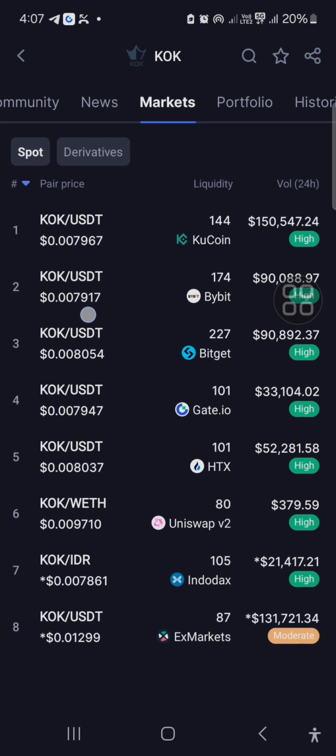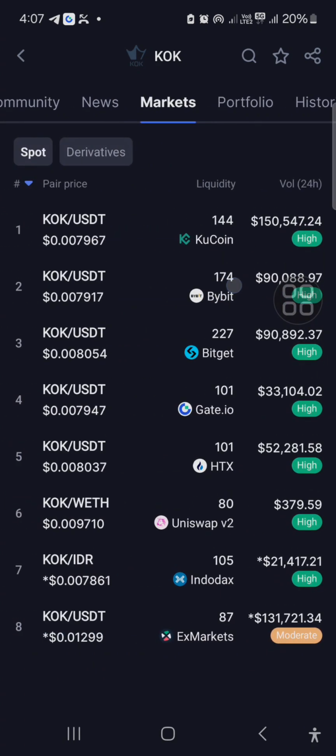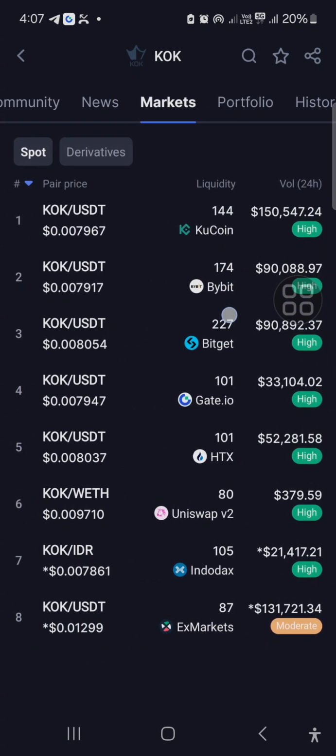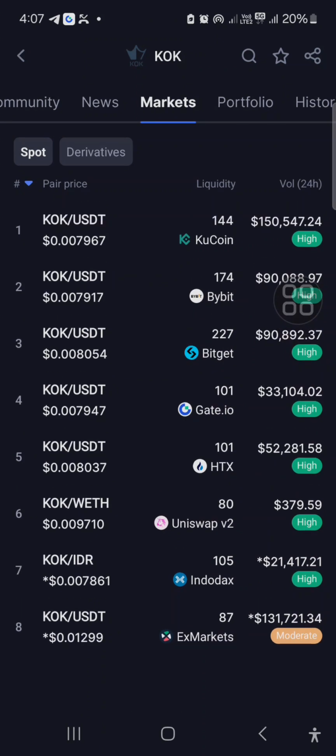COC against USDT is also trading on Bybit, on BitGet, on Gate.io, and number 5, on HTX. COC against ETH, and so on and so forth. So it is going to be showing you how high or low the volume of a particular coin is being traded on every exchange that it is trading. This is where you see all the exchanges where a particular coin that you are interested in is trading. All right, so that is it.